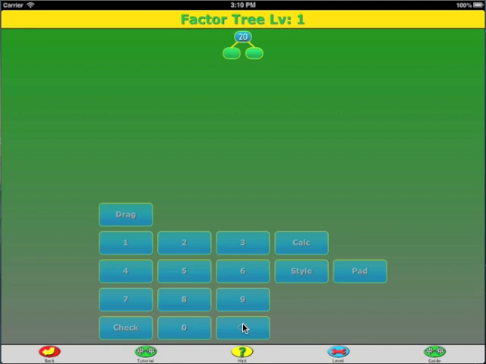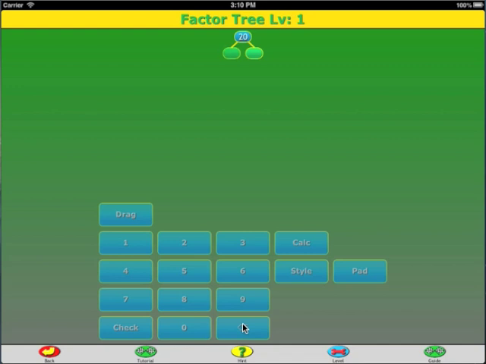The factor tree is complete when all the leaves are prime. Prime numbers are only divisible by 1 and itself. Numbers that are not prime are composite. Because auto divide is on for this lesson, all you have to do is recognize which factor to use.